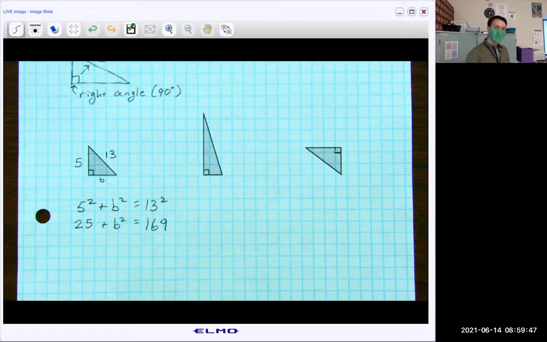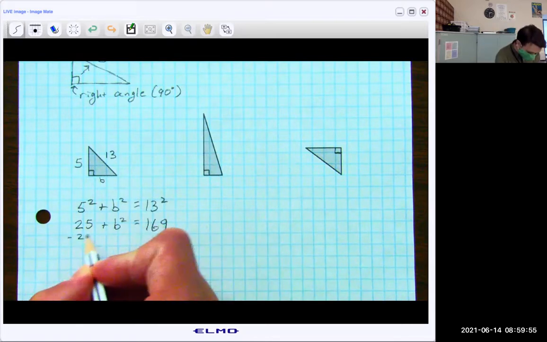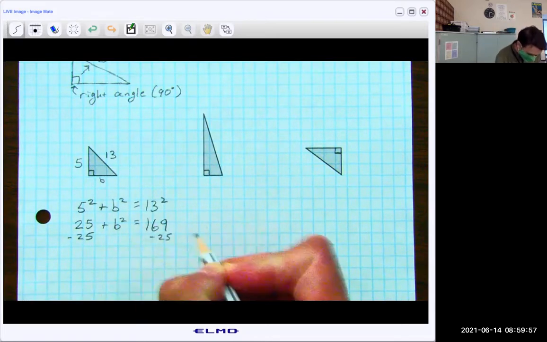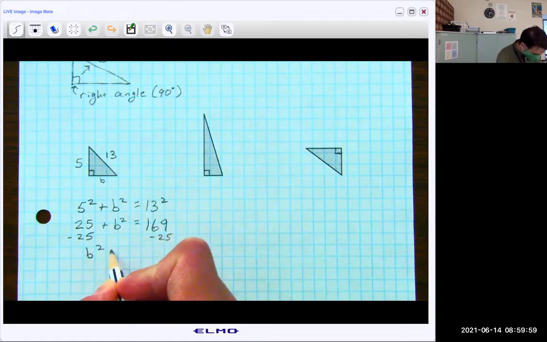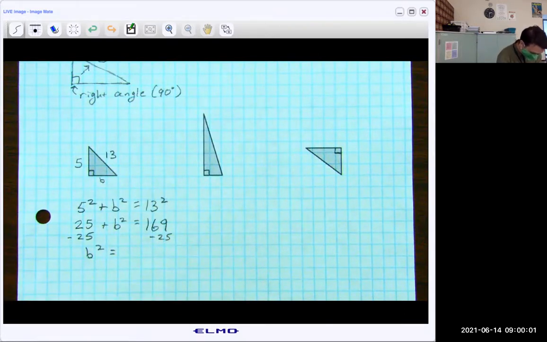So now we're just down to one variable. We're into algebra. We just do some inverse operations to get to our answer. Let's subtract 25 from both sides. We get B squared is 144.